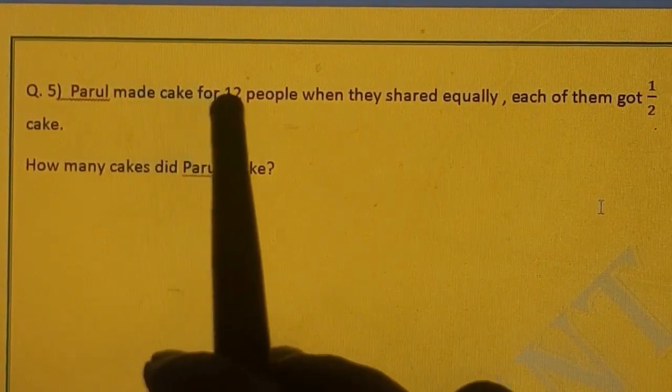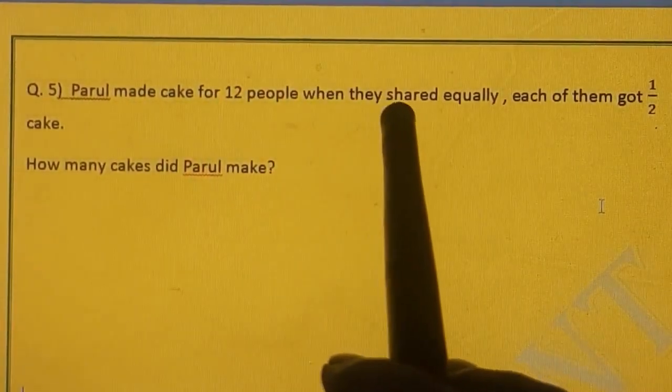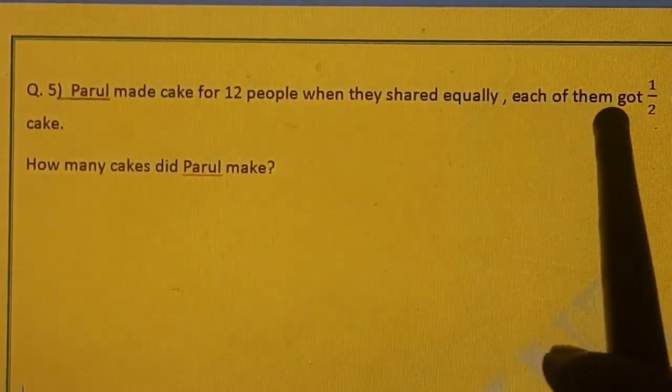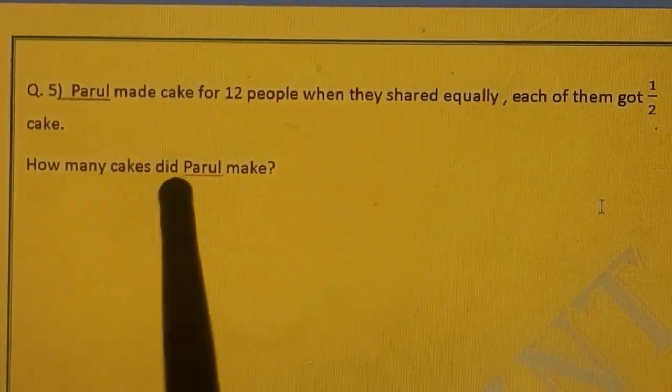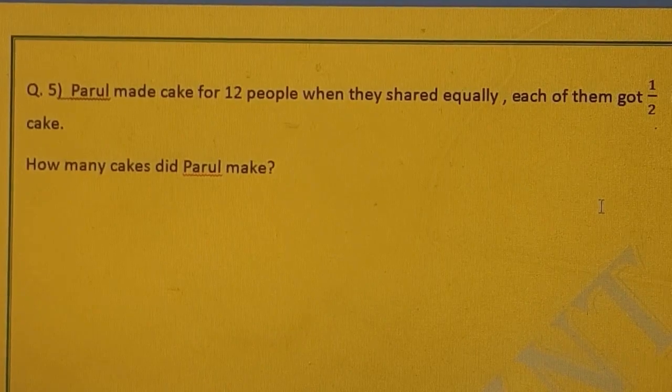And the last question of your assignment. Parul made cake for 12 people. When they shared equally, each of them got 1/2 of the cake. How many cakes did Parul make?